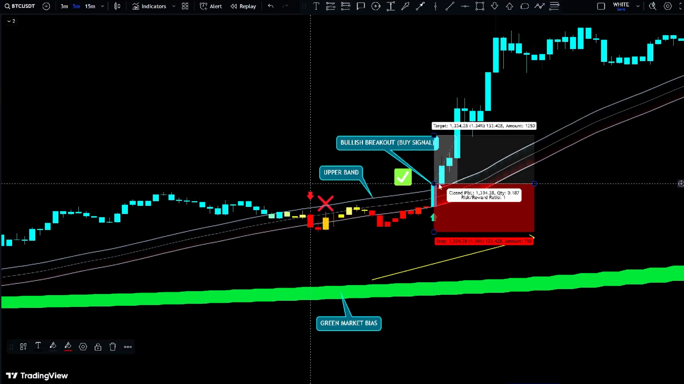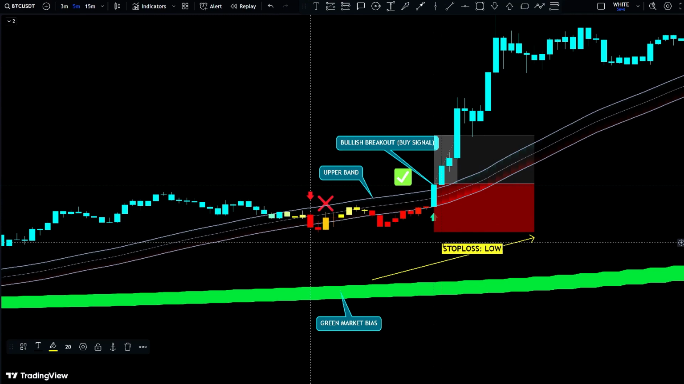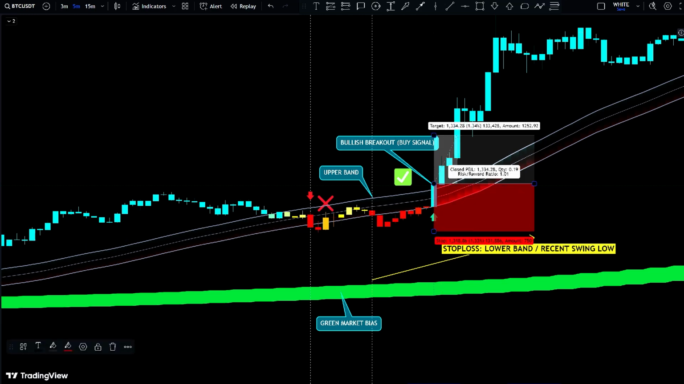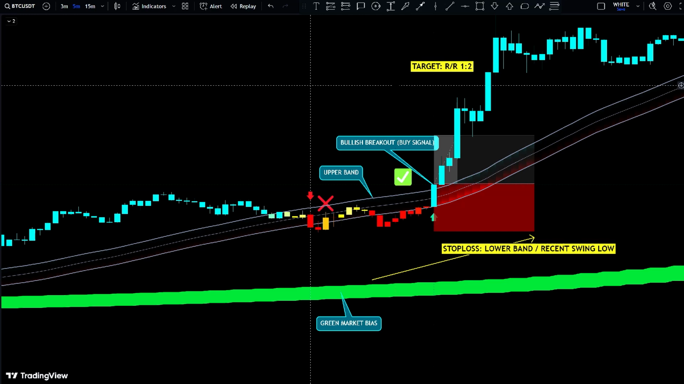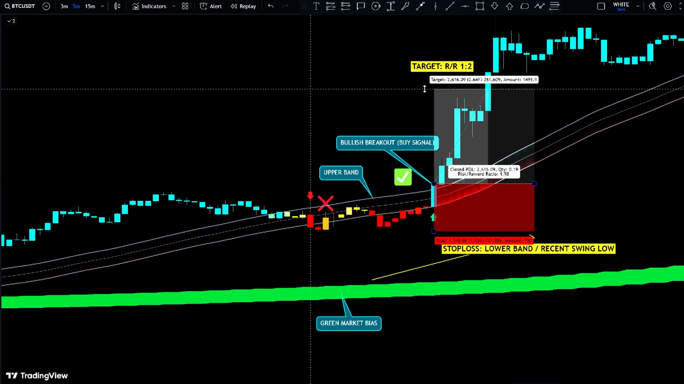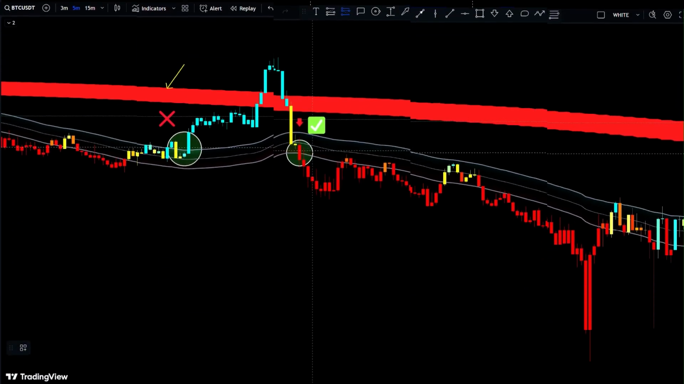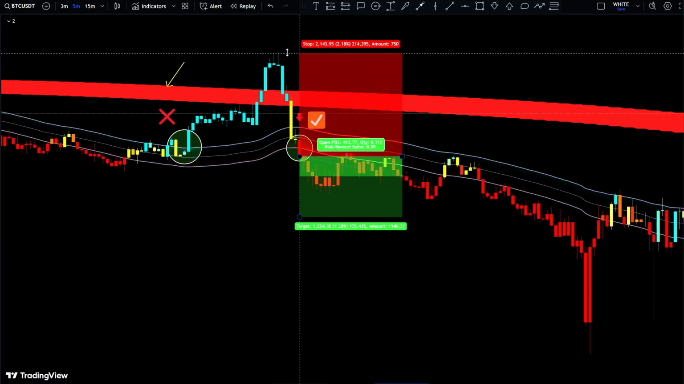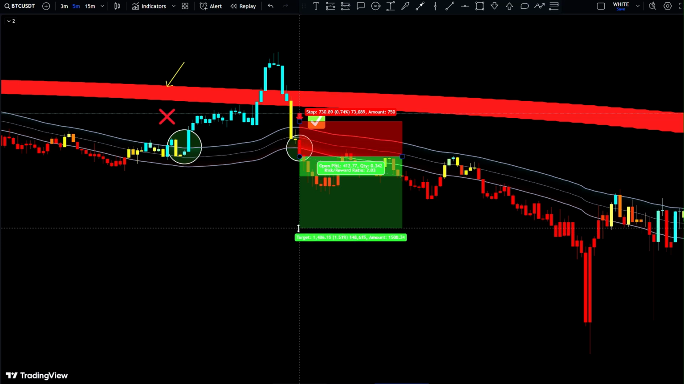Regarding risk management, there are many ways to manage your risk, but a simple approach is to place your stop loss either just below the lower band for buy signals or just above the upper band for sell signals, or below the recent swing low for buy trades or above the recent swing high for sell trades. For your target, a common strategy is to aim for a profit that's 2 times your risk. So there you have it. By combining the linear regression channel with the market bias indicator, we filter out a lot of those false signals and significantly improve our strategy.